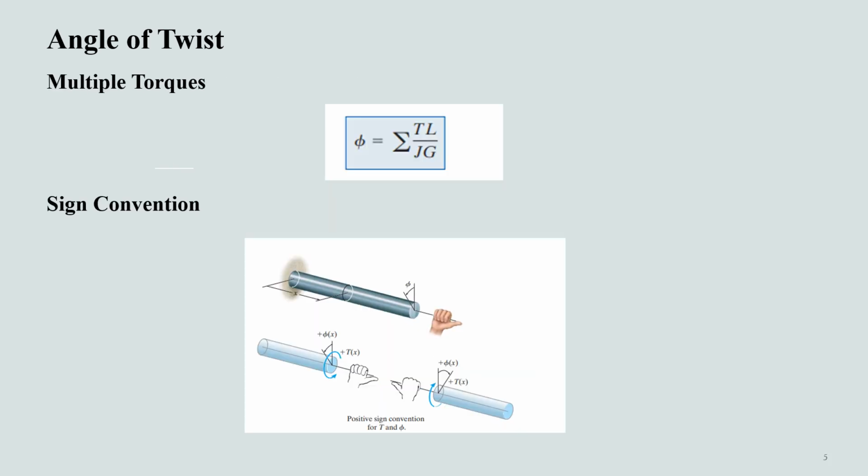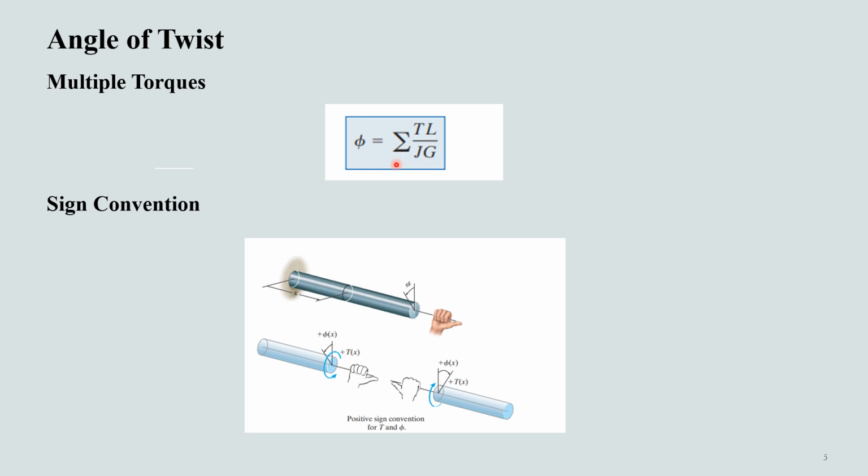Now, if the shaft is subjected to several different torques, or the cross-sectional area or shear modulus changes abruptly from one region of the shaft to the next, the equation that was derived in the previous slide can be applied to each segment of the shaft where these quantities are all constant. Then the angle of twist of one end of the shaft with respect to the other end is found from the vector addition of the angles of twist of each segment. This is the equation for this case.